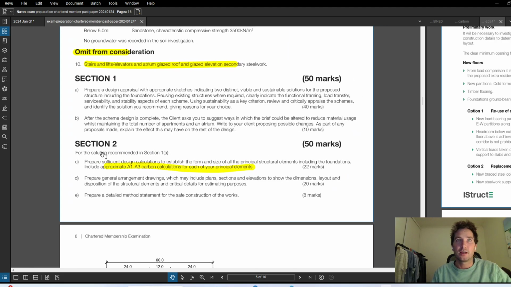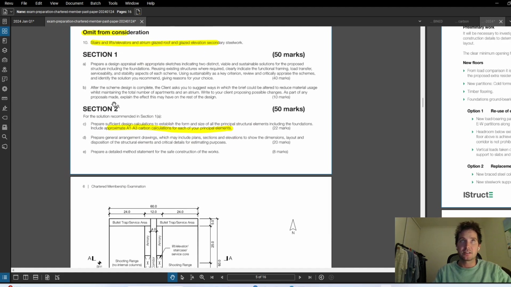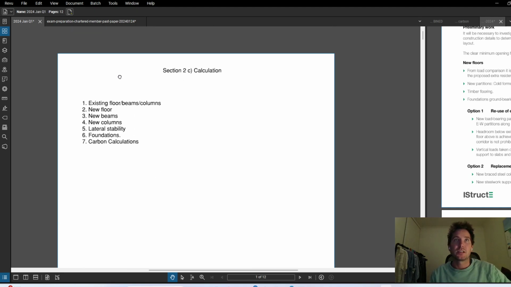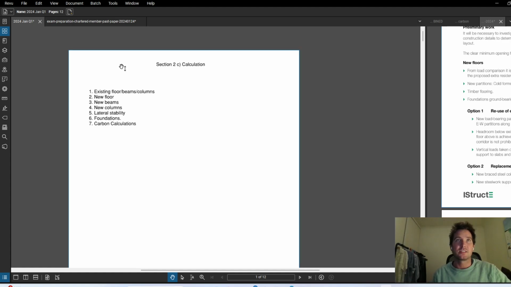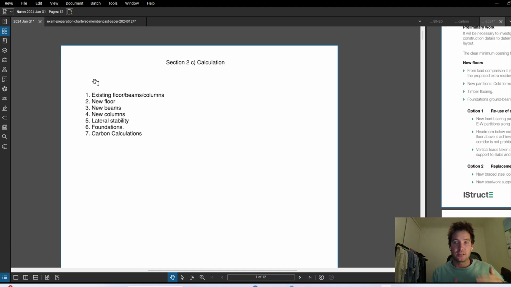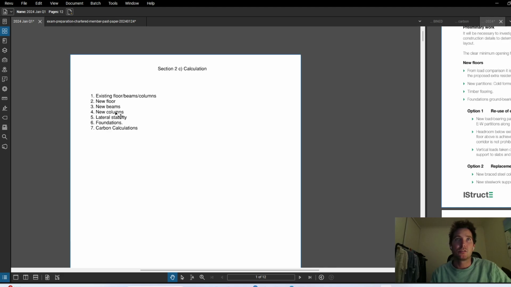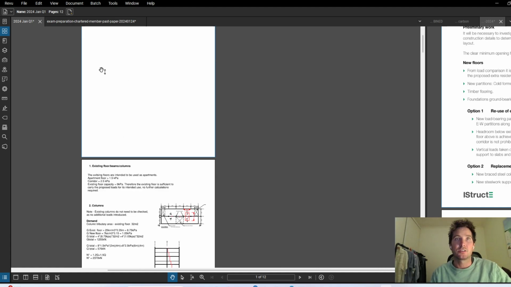I'm going to quickly go through my calcs, how I did the drawings, and my method statement. So if we come over here, the calculations that I've put together, the way I plan on presenting it is essentially just going through and looking at, for this particular scheme, we had the existing floor that we're keeping, so just a quick indication in terms of why that's okay, and then I'll go through and talk about the floor beams, the new column, lateral stability, the foundations, and some carbon calculations.